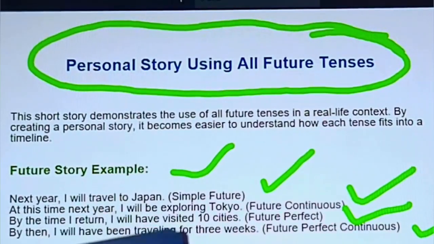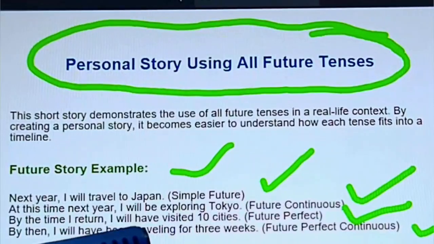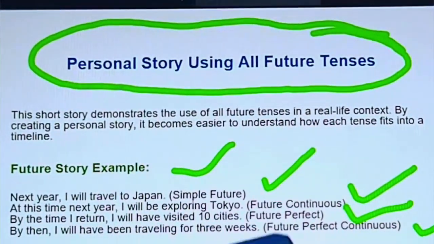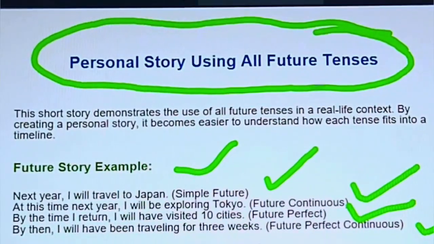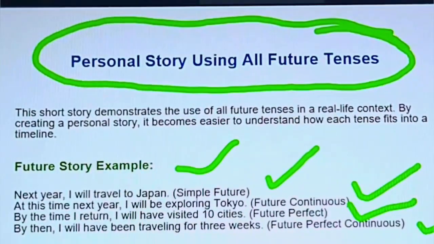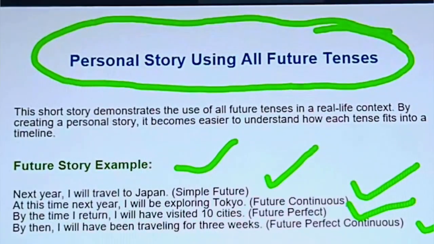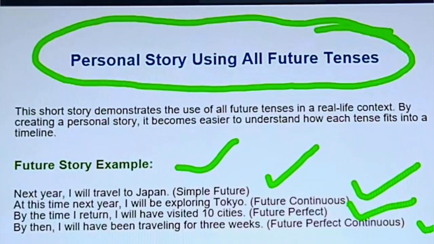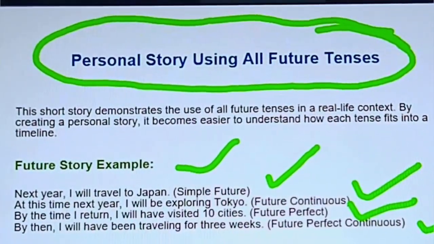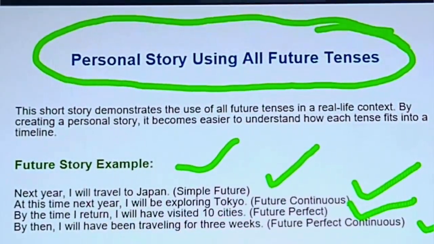So this is very easy to remember for all future tenses just by creating a short story. This helps you remember all future tenses in just a short story. You create this story with only 4 sentences and cover all the future tenses.